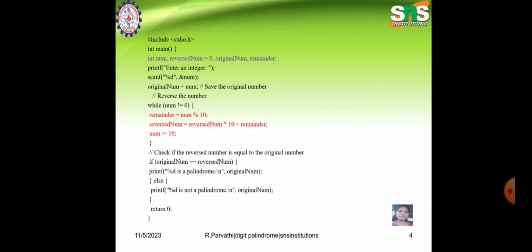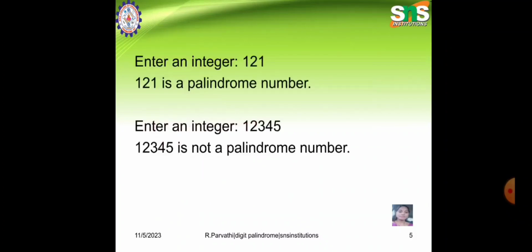So we will check whether the given number is a palindrome or not. If the original number is equal to the reversed number, it is called a palindrome. Already we have seen, the original number is 1 2 3, then the reversed number we get is 3 2 1. It is not equal to the original number. The reversed number is not equal to the original number, which means we will print that the number is not a palindrome. Otherwise, if the reversed number is equal to the original number, we will get the result that the given number is a palindrome. So here we have entered the integer 1 2 1. The reversed number is also 1 2 1, so it is a palindrome number.